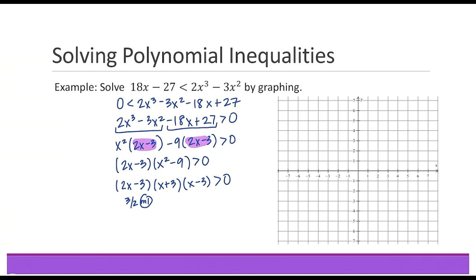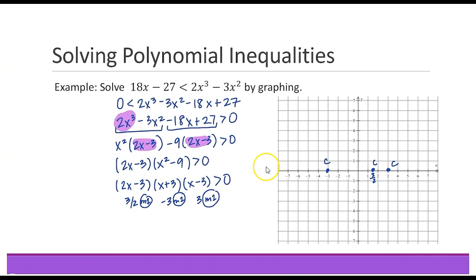And then I'm going to have negative 3 again with a multiplicity of 1, and then a positive 3 again with a multiplicity of 1. So I have 3 over 2, and it's going to cut. I'm going to have negative 3, and it's going to cut, and I'm going to have positive 3, and it's going to cut. And then my leading term, well, let's not work with the factored version. Let's just go ahead and look back at the standard form of the polynomial, 2x cubed.